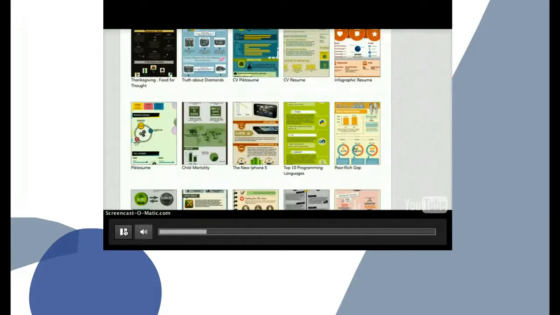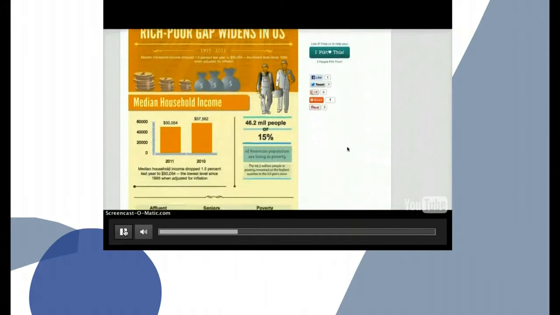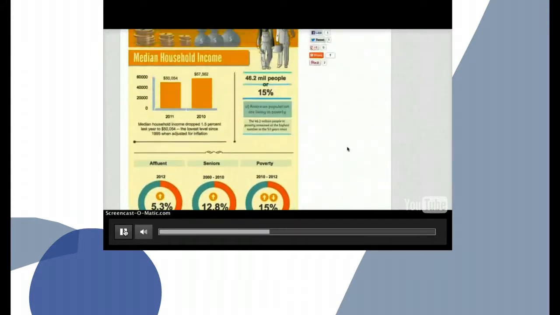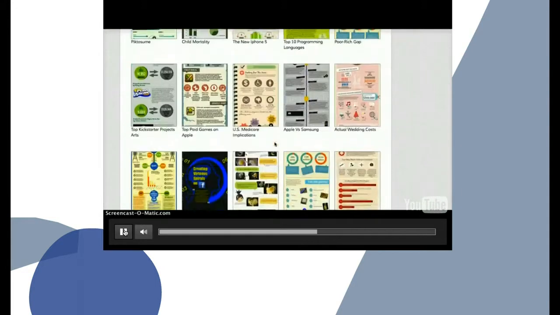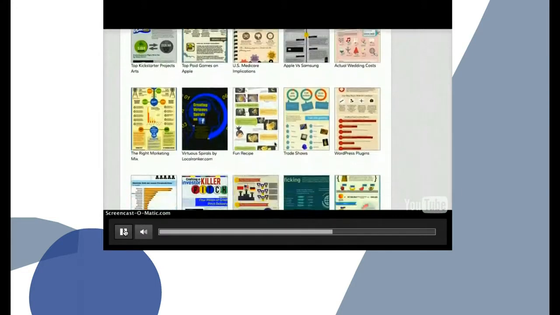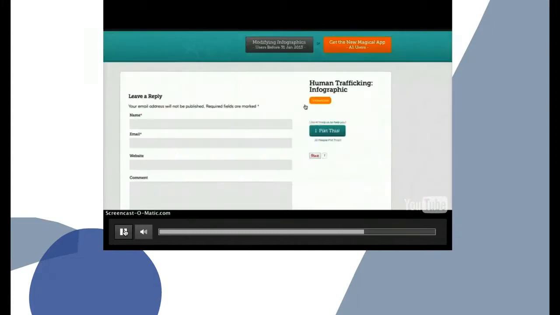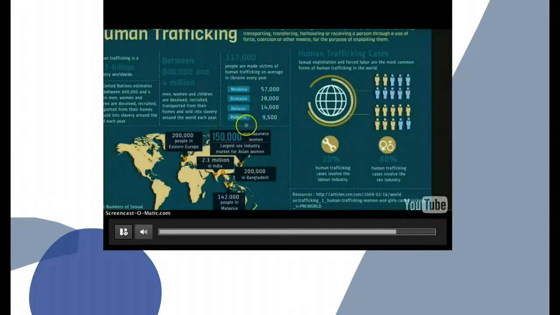This one, here we go, demonstrates the rich-poor gap, and it synthesizes a bunch of information on several demographic categories. Overall, it wants to show the gap between rich and poor between 1995 and 2012 and how that's changed. Here's another one about human trafficking. It takes information largely from the United Nations statistics about human trafficking throughout the world, and it represents that information in ways that make it visually understandable and apparent.